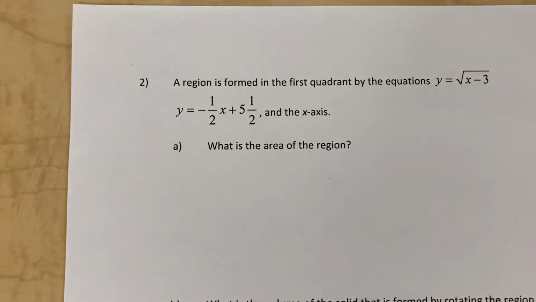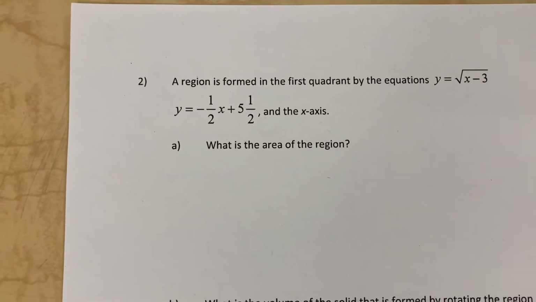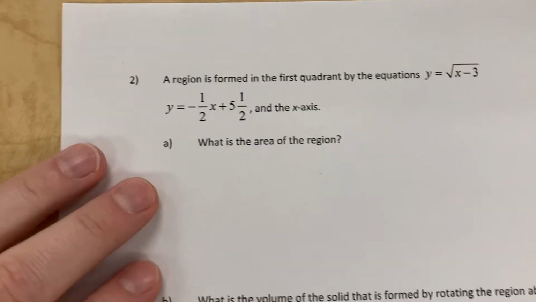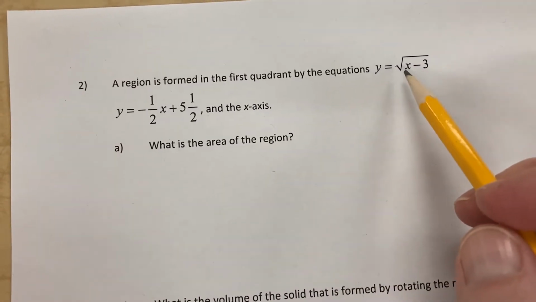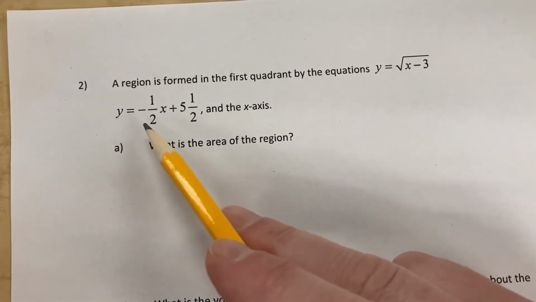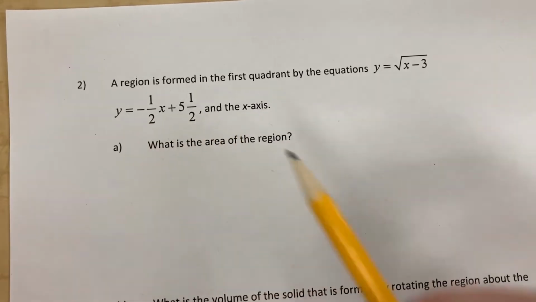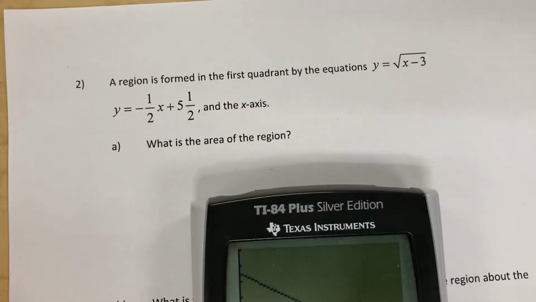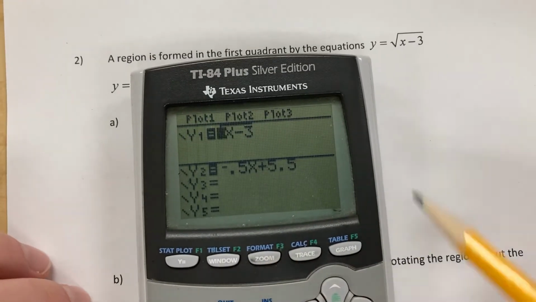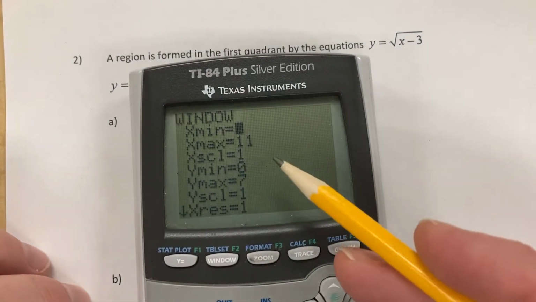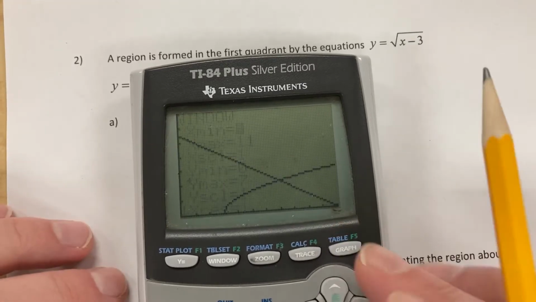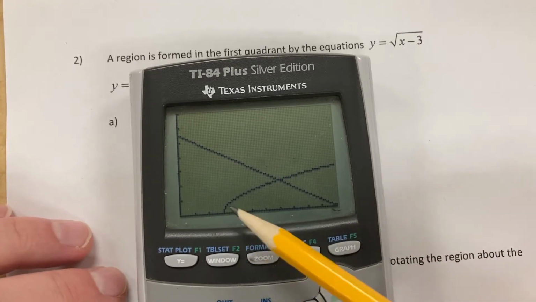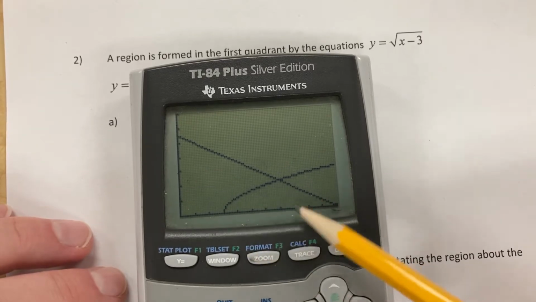All right, these are the answers to number 2 from the quiz 7173 review. We're given a region in the first quadrant, defined by the square root of x minus 3 and the line negative 1/2 x plus 5.5. I plugged those into y equals, went from 0 to 11 and 0 to 7 by guess and check, and it gave me this graph right here. So we're talking about this region right in here.